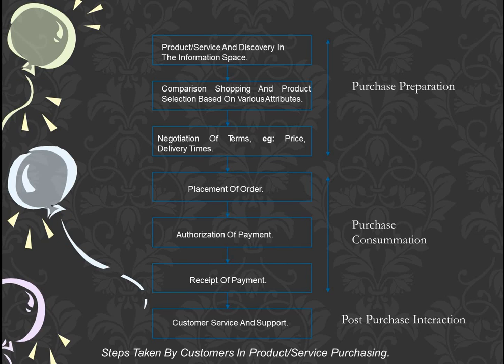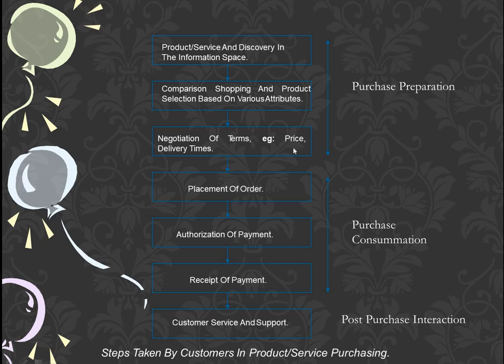See, these are the different steps of a purchase from a consumer's point of view. So first thing is you're going to identify or discover the product or service through an information space. For example, through the internet you're discovering your product. Comparison shopping and product selection based on various attributes. So various specifications will be there. Based on that, you'll compare the product and you'll also compare the price and everything. Based on that, you'll make a selection.